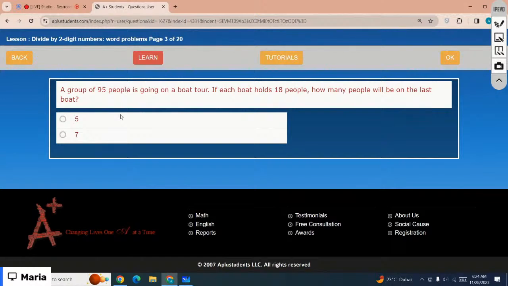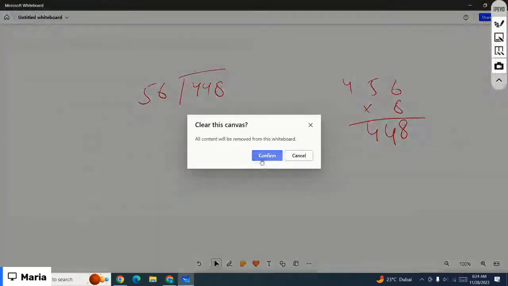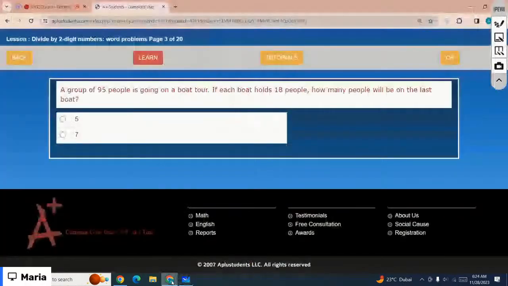The correct option is 5. You have to divide 95 by 18, and 18 times 5 is 90. You're left with 5. That means the last boat carries only 5 people. So the correct option is 5.